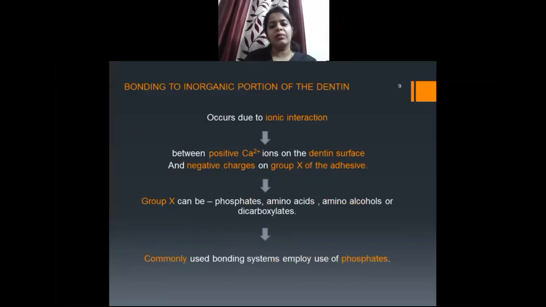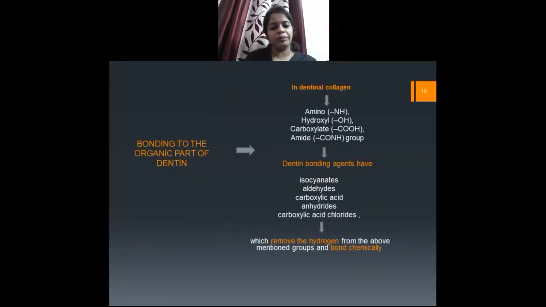How does the bonding to the inorganic portion of the dentin take place? It occurs due to ionic interaction between the positively charged calcium ion on the dentin surface and the negatively charged group X of the adhesive. Group X can be either phosphate, amino acid, amino alcohol, or dicarboxylate. Usually it is the phosphate group.